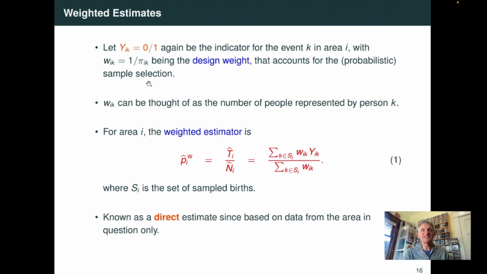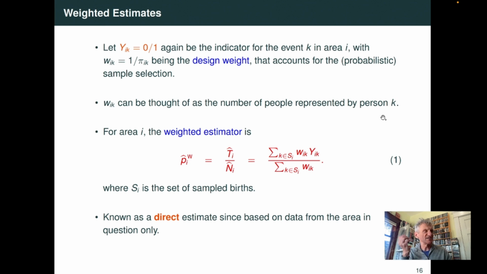Now in the survey sampling setting, let's define this super important quantity called the design weight. So the design weight is 1 over the probability of being selected. So remember, through that sequence of stratification and this multi-stage sampling, every birth we sampled had an associated sampling probability. That's the probability that we were to get to observe that. And that was different because of these different probabilities of being sampled in different strata and different enumeration areas being sampled. So now, this weight can be thought of as the number of people represented by person k.